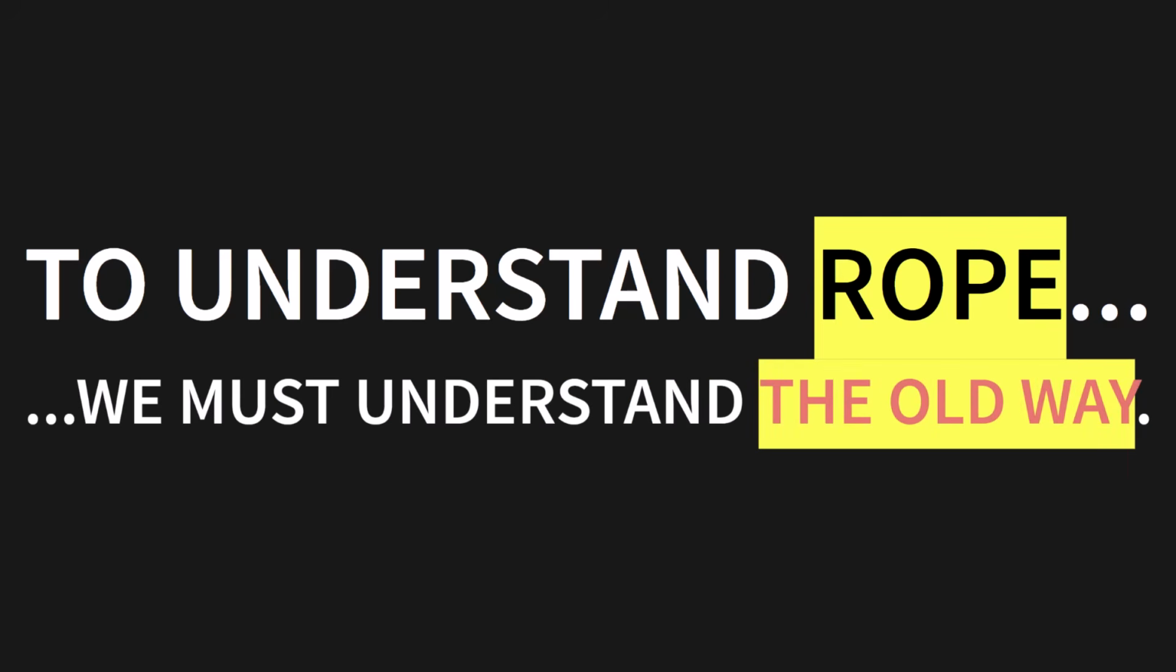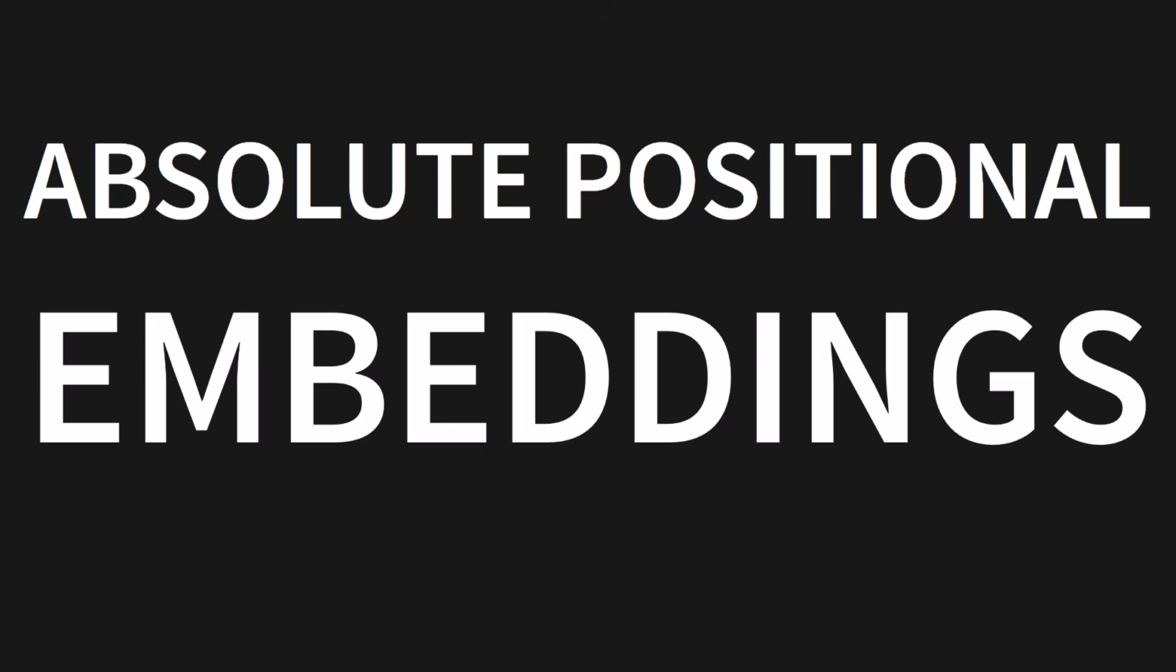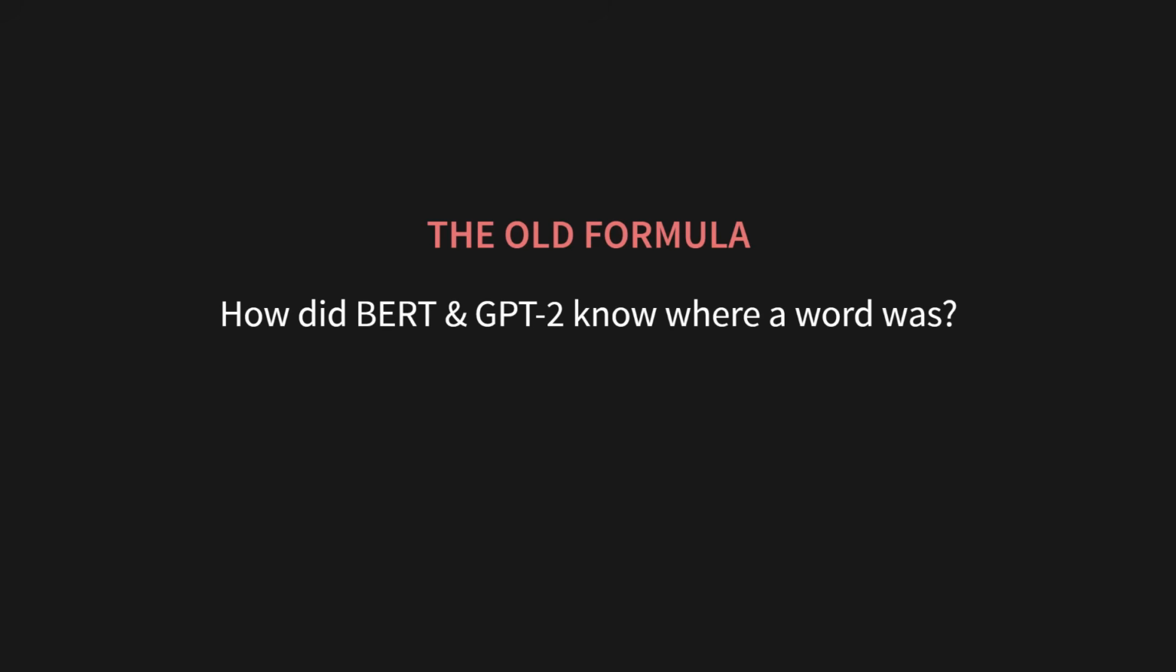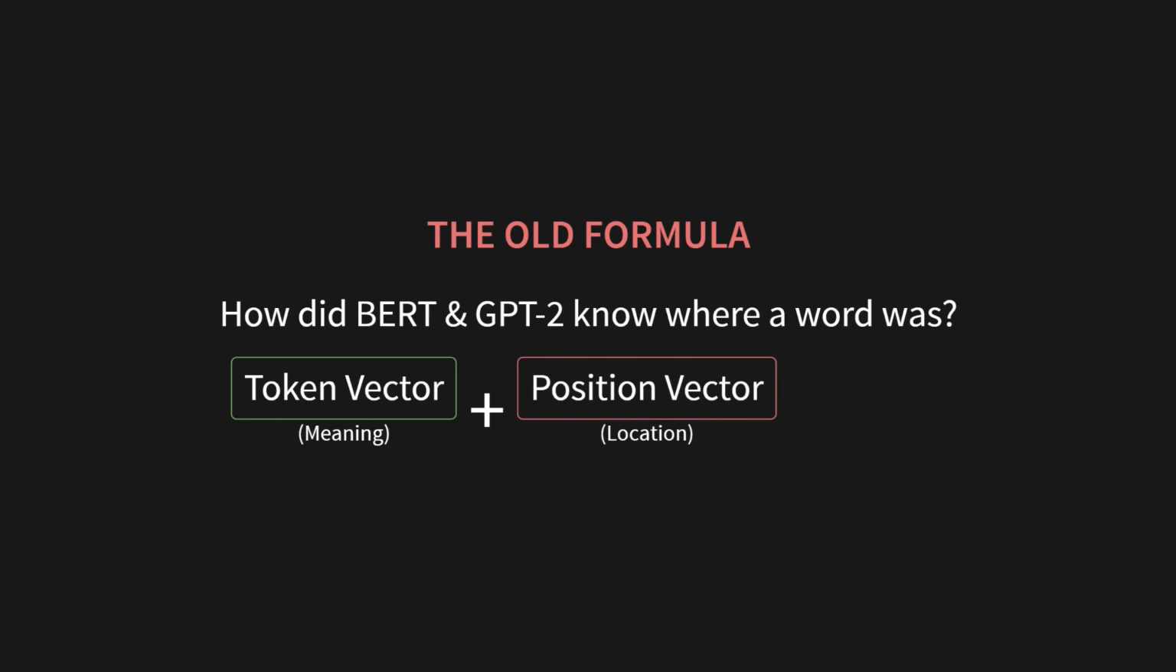So to really understand RoPE and why it's such a breakthrough, we first have to understand the old way of text embedding, the method it replaced. We have to talk about absolute positional embeddings. Think of it like this. It's a street address for every single word. So how did the early transformers, models like BERT and GPT-2, actually know where a word was in a sentence? Well, the formula was actually surprisingly simple. You take the token vector, which represents the word's meaning, and you just add the position vector, which represents its location. That's it. The meaning vector and the location vector get summed up to create the final input.